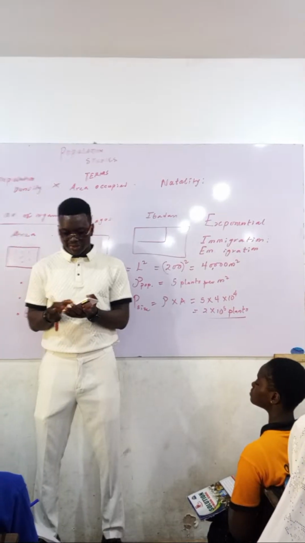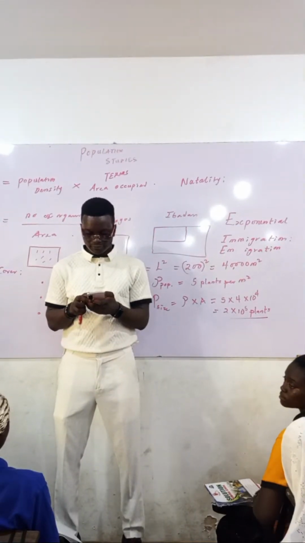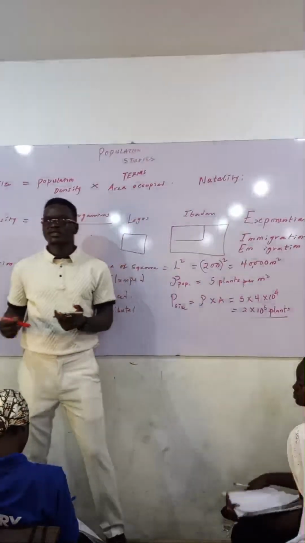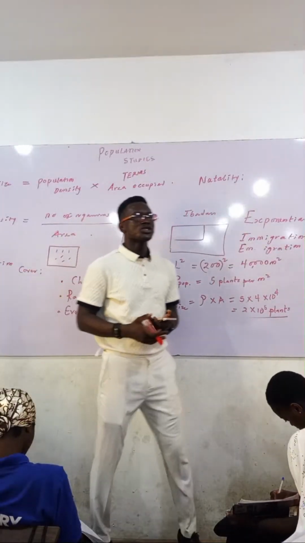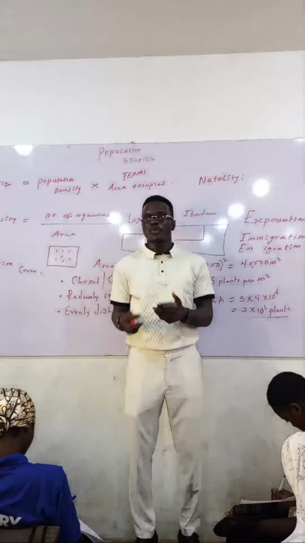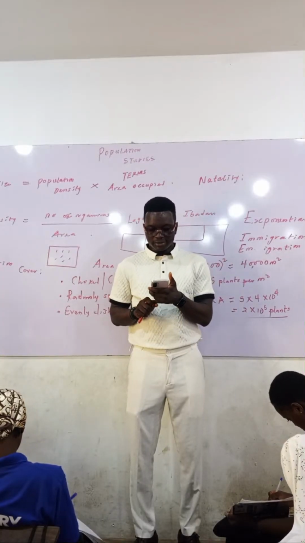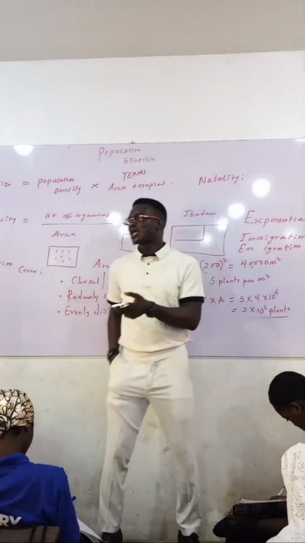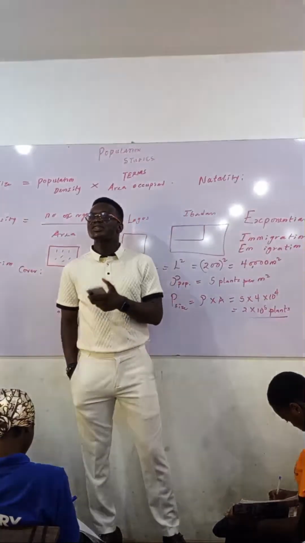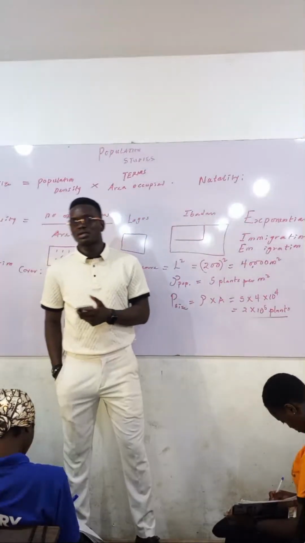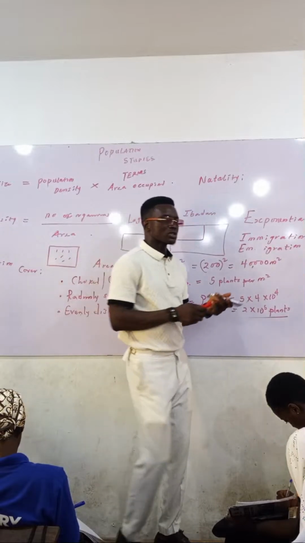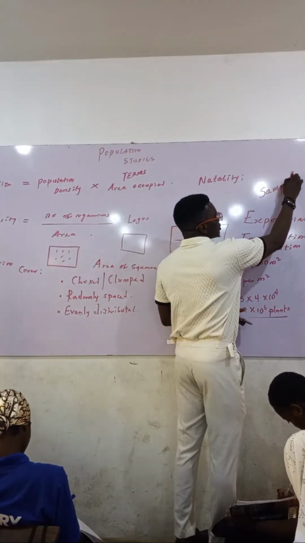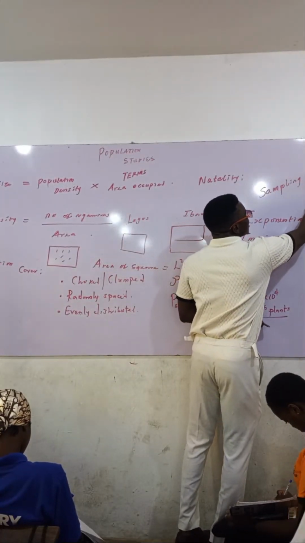Let me quickly give you this. Methods of population studies. Number one. Let me skip a part. This is known as the sampling method. When we study population in biology, we call it sampling. They can ask you. This is called the sampling method.